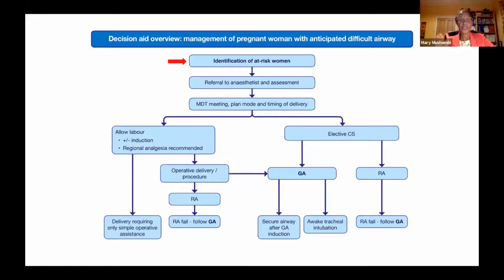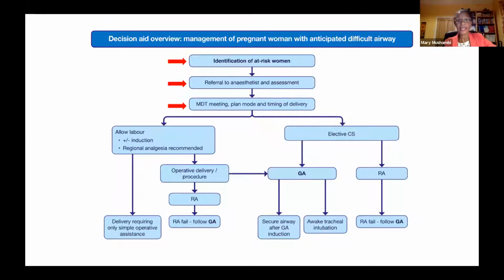So at the top there, we need these patients to be identified by our obstetrics and midwifery colleagues, because they see all the patients, and then they send them to us so we can review them in our clinics, where we then do an airway assessment and decide, do we need to send them for a multidisciplinary meeting discussion, where we then plan mode of delivery, timing of delivery, and even perhaps sometimes place of delivery.